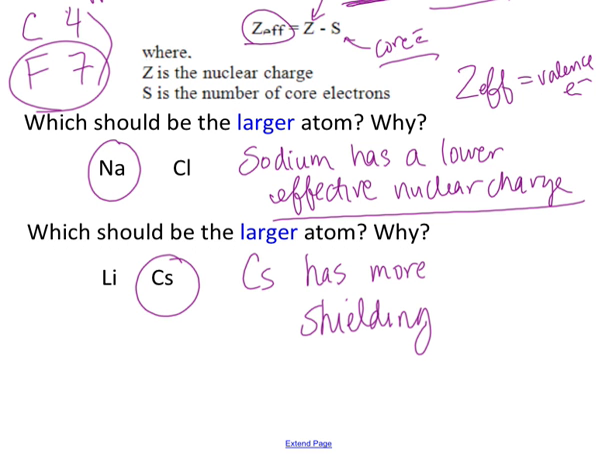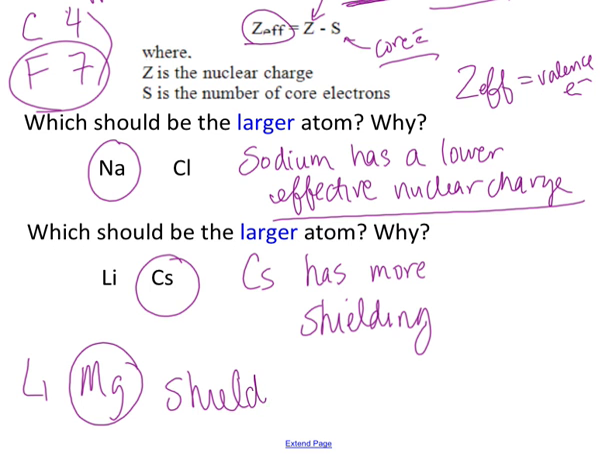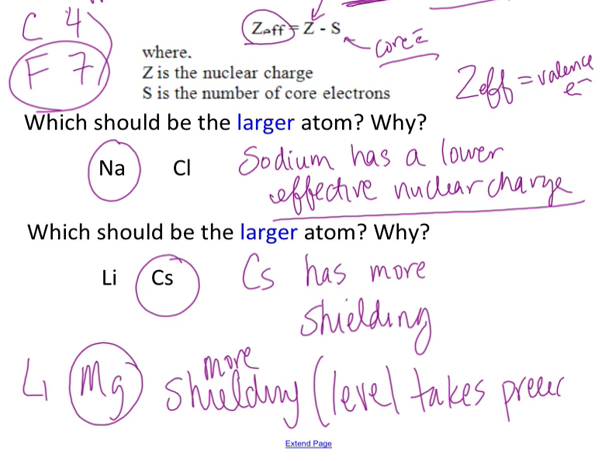If we did lithium or magnesium, level takes precedence. Lithium versus magnesium, we're going to say magnesium because of shielding, because level takes precedence. That was a good question. I can tell you, though, on the AP, they're not going to do something like that to you. But level is going to have more of an effect, the change in level.